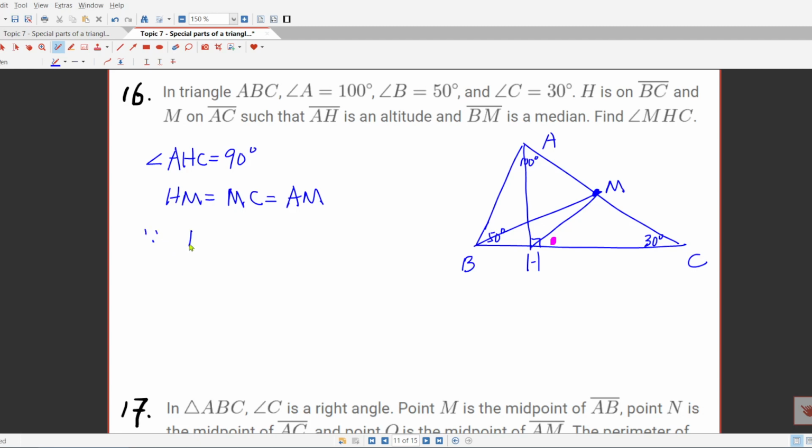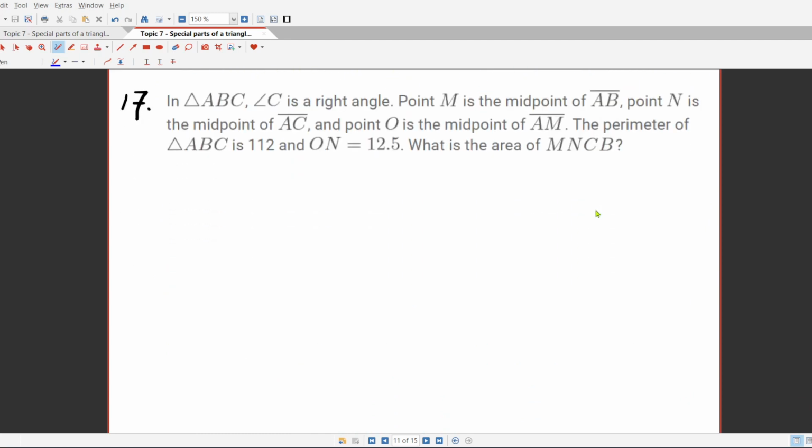Also, since MH equals MC, we must have angle MHC equals angle MCH, which is 30 degrees, right? You see that? This side equals this side equals this side. Very straightforward question, right? Any questions? All right, then number 17.